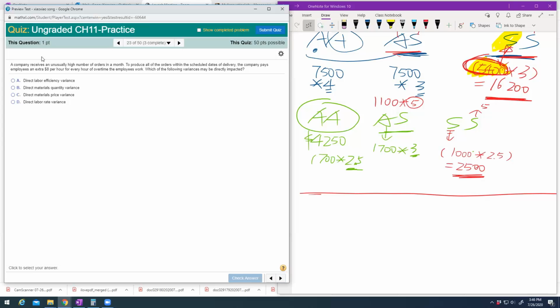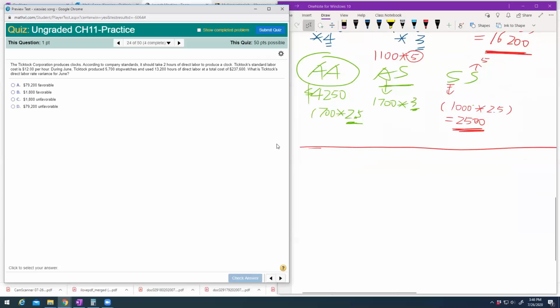Next one. The company receives an unusually high number of orders. To produce all of the orders on time, the company pays more money. So the rate will have an unfavorable rate variance because you pay more money. That kind of concept of the interpretation, you have to know. But now let's look at the calculations.